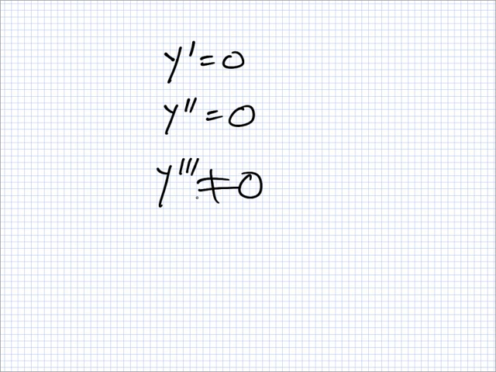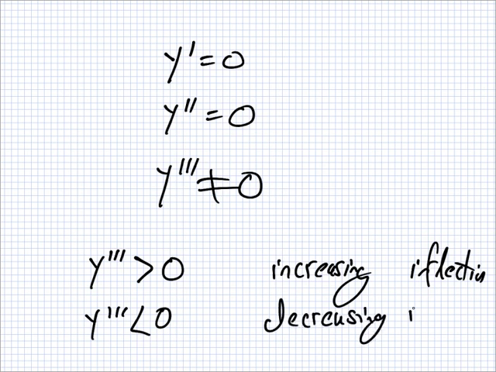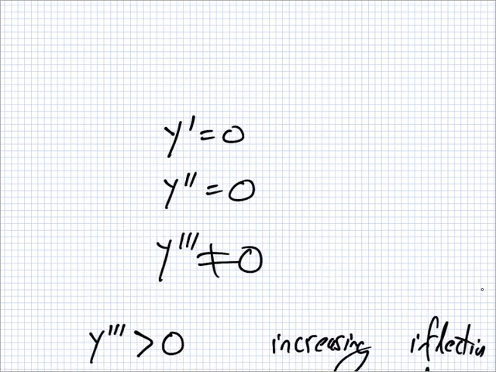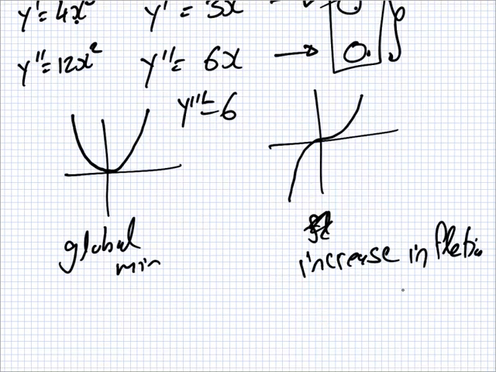In this case, if the third derivative is positive, that is an increase in inflection. And then you can guess what it would be if it's negative. Decrease in inflection. Now let's go back to the example I did here. What's the third derivative here? 6. So 6 is positive, that means it's an increase in inflection.